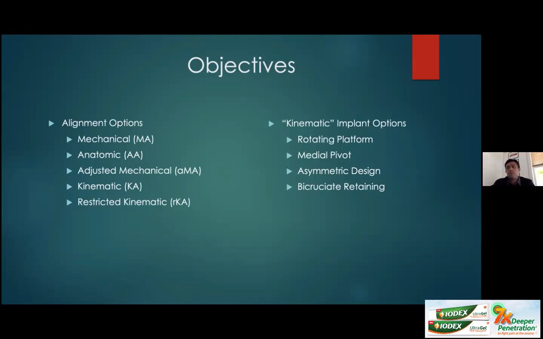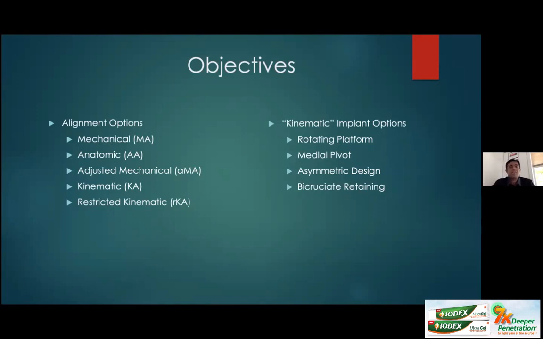Now, the idea of this talk is to compare alignment, to compare implants, and figure out what fits best for your practice in your hands. Because as a young arthroplasty surgeon, these debates and these challenges can be quite daunting to try and figure out the best possible path for patients.